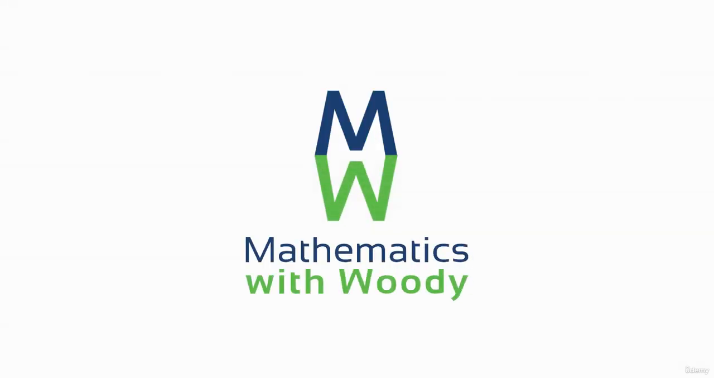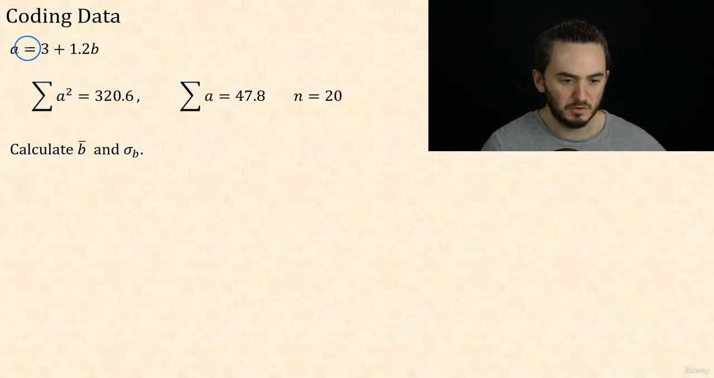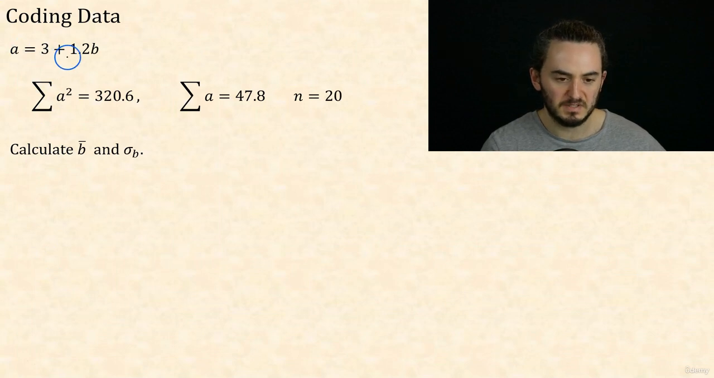In this video, we're going to go through a couple of more challenging examples of coding questions. Let's take a look at these. So here's our coding formula: A equals 3 plus 1.2B. So that's the relationship between A and B.